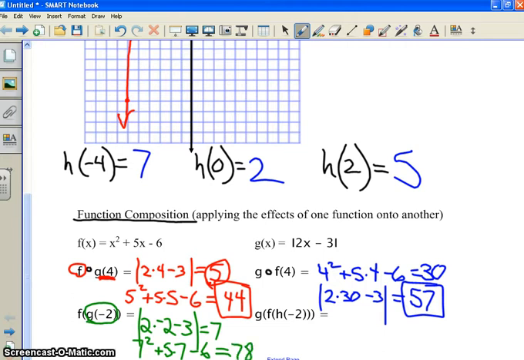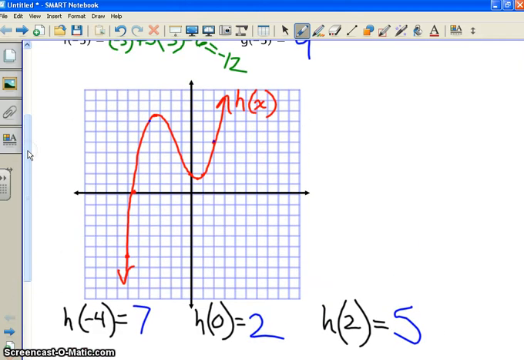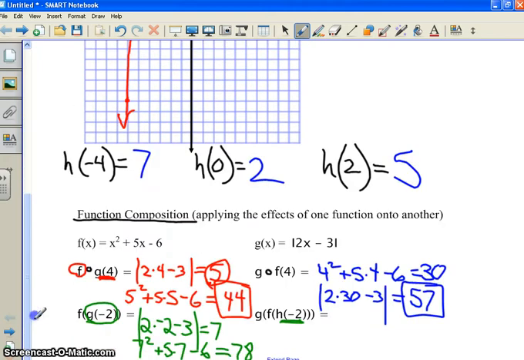And now lastly, we've got a function composition involving all three of our functions, g, f, and h. We're going to start with the innermost parentheses, h of negative 2. So our h function is coming from our graph. On our graph, when I go to x is negative 2, the y value, or the output, is at 1, 2, 3, 4, 5, 6. So h of negative 2 is 6.